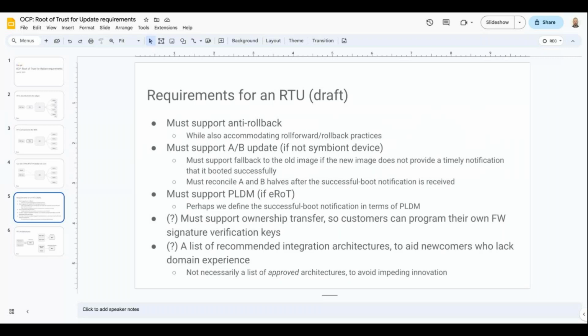Sorry, when you say it comes in horizontally, you mean via the smart NIC? Yeah.